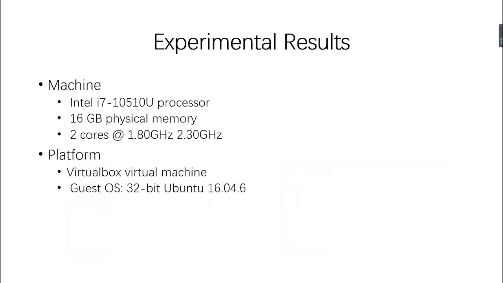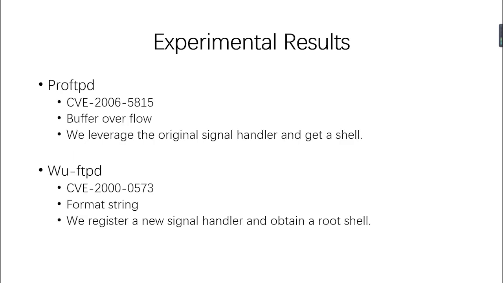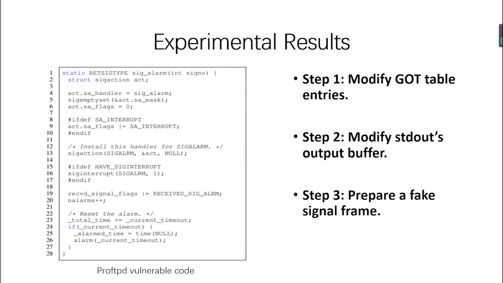To evaluate eSROP, we conduct two experiments. This is our experimental setup. The vulnerable programs are ProFTPD and WFTPD. In the ProFTPD attack, we exploit a stack buffer overflow vulnerability. The code snippet is abstracted from ProFTPD. The function is the signal handler for the SIGALRM signal. It is registered by the program itself.